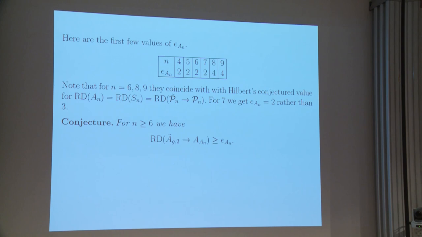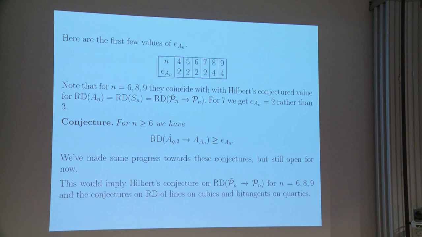for the resolvent degree of that cover. And so particularly, it would be a lower bound for the resolvent degree of AN itself. So we have some kind of progress towards this, but it's still open. Right, so this would imply the conjecture for 6, 8, 9. And the conjectures on cubics and bitangents that I explained before.